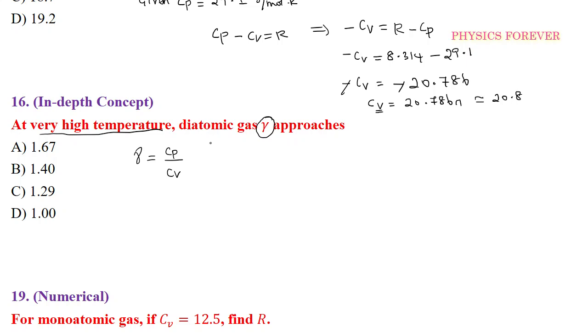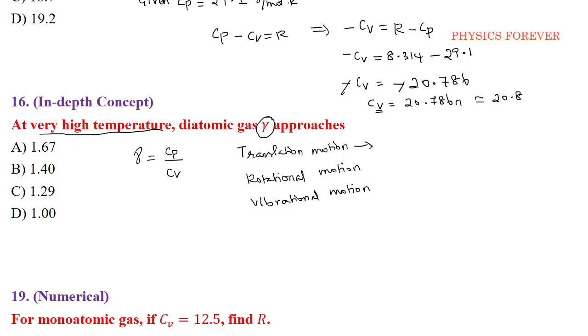So you know the three motions. What is meant by degree of freedom? The degree of freedom is the number of independent ways in which a molecule can store energy. There are three types: translational motion, rotational motion, and vibrational motion. We already discussed this in the last classes.